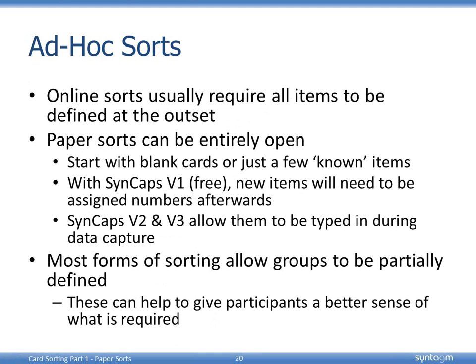If you're using the free version of SynCaps, SynCaps V1, you will have to go back and assign item numbers to those new things and use that when you're doing the data capture. For SynCaps version 2 and the upcoming SynCaps version 3, you can just type the new items in as you're going along. So basically anything that somebody's written on a card, if you want to capture that, you have to key it in rather than relying on a barcode. That will actually just become part of the analysis.